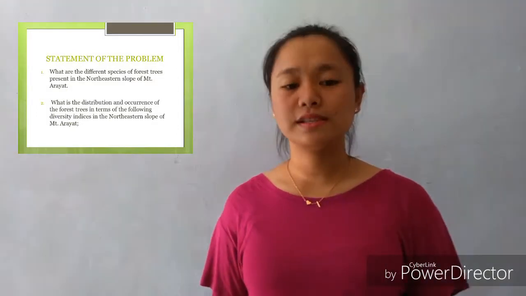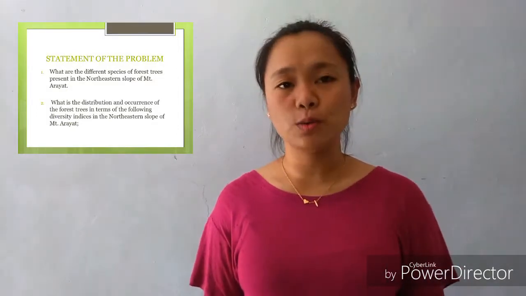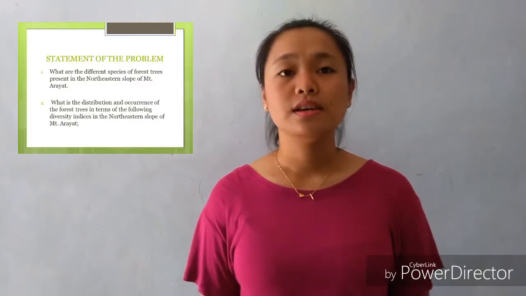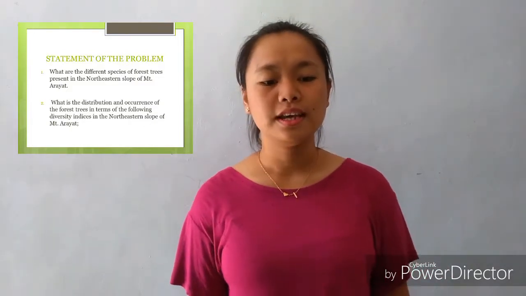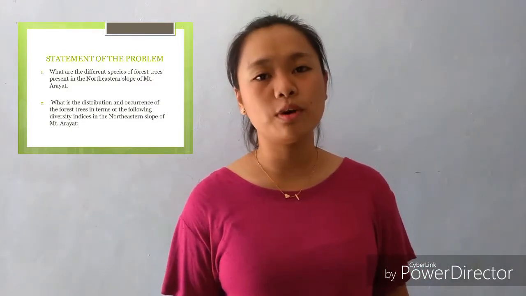Number 1, what are the different species of forest trees present in the northeastern slope of Mount Arayat? Number 2, what is the distribution and occurrence of the forest trees in terms of the following diversity indices in the northeastern slope of Mount Arayat?